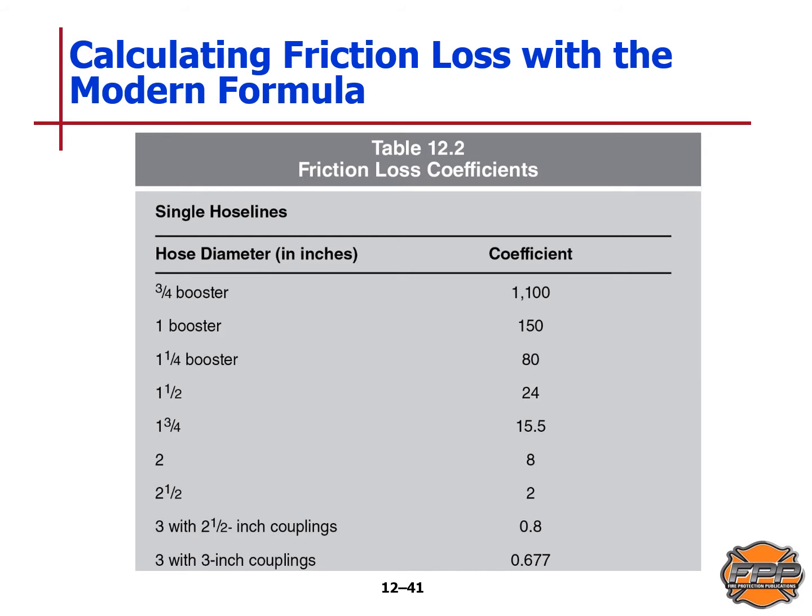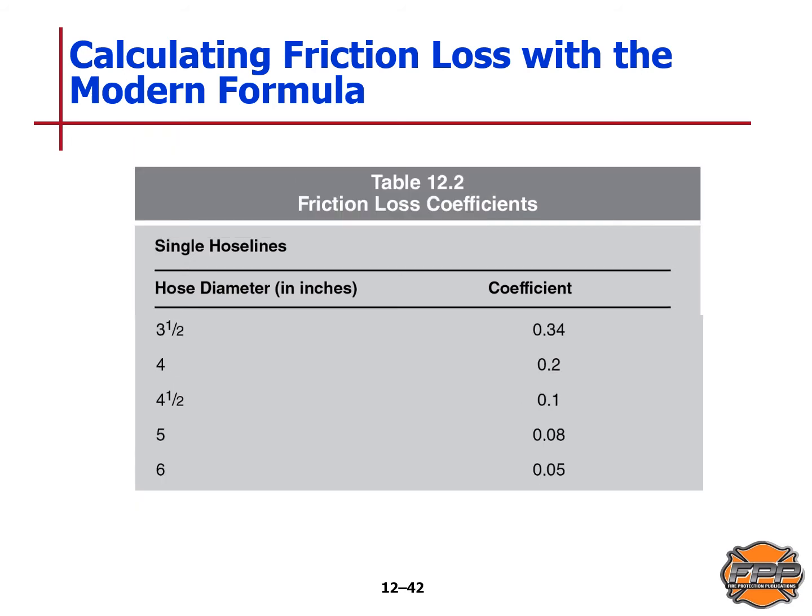This is your table 12.2 of friction loss coefficients. It would pay to get this memorized. Most people do over time, so that on seeing it you automatically know what the coefficients are. This is the remainder of the coefficient table.